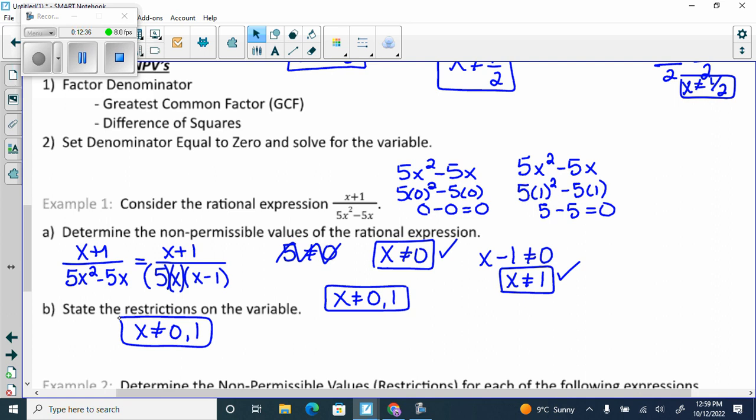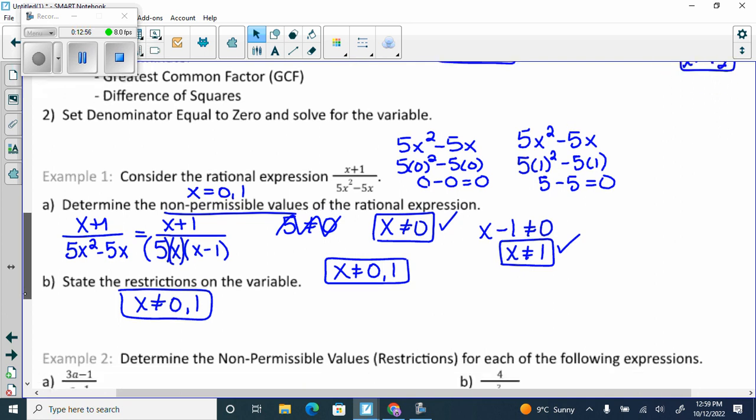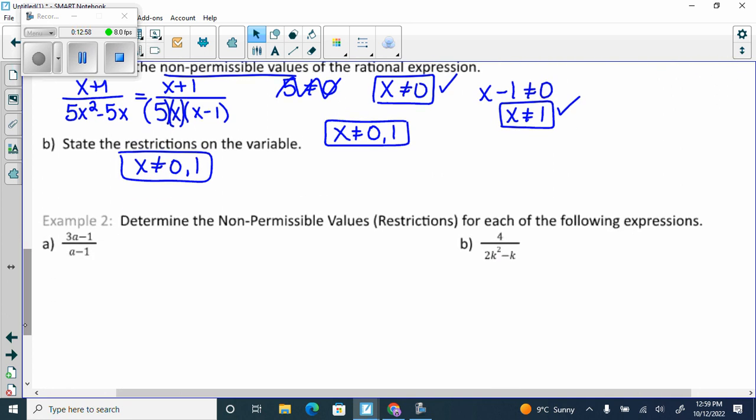Now the restrictions, you could say x can't equal 0 and 1. The non-permissible values, you could actually write are x equals 0 and 1. Because if I'm stating the non-permissible values, that's what they equal. The restrictions are what they don't equal. So the difference between the two would be 1 would be not equal to and 1 could be equal to. Right? If you're stating restrictions, you're restricting it not to be. All right.